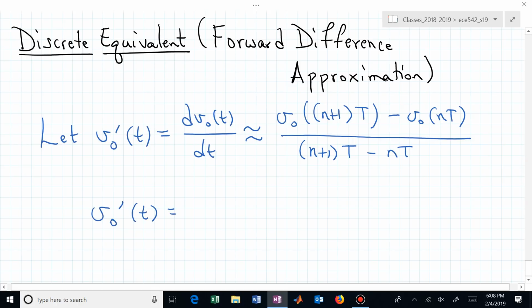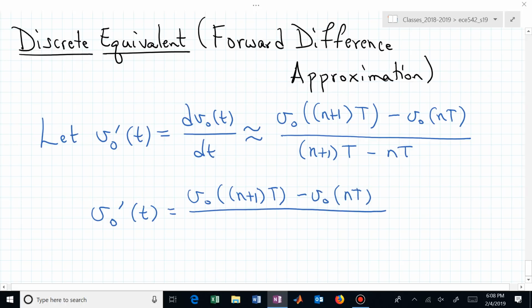Or I can now, anywhere I had a first derivative in my differential equation, replace it with v sub 0 of n plus 1 T minus v sub 0 of nT, all over... And what happens in the denominator? I distribute that capital T in the first expression across those two pieces, and I have nT plus T minus nT, or the denominator now simplifies to just capital T.